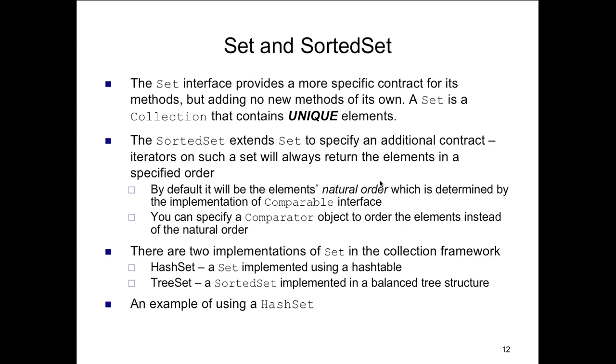So you can specify a Comparator object in order to order the elements instead of the natural order. So we have another object, sort of like the iterator, that we can apply to a list.